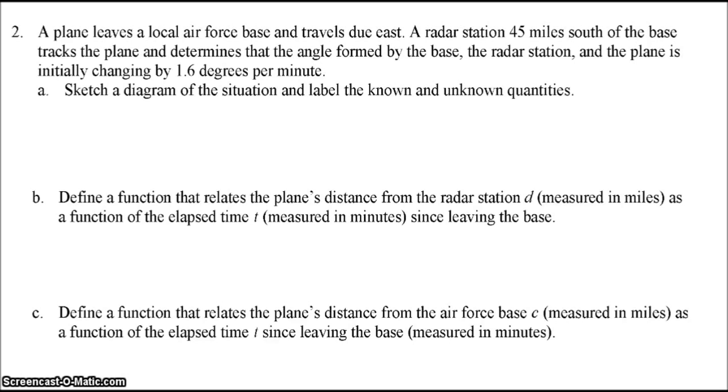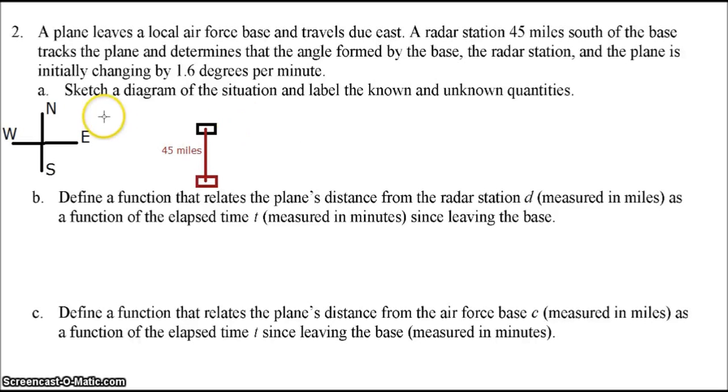A plane leaves a local Air Force base and travels due east. A radar station 45 miles south of the base tracks the plane and determines that the angle formed by the base, the radar station, and the plane is initially changing by 1.6 degrees per minute. Sketch a diagram of the situation and label the known and unknown quantities.